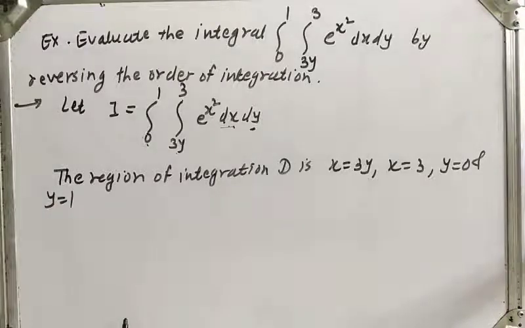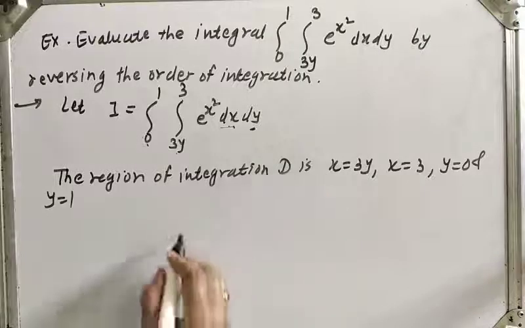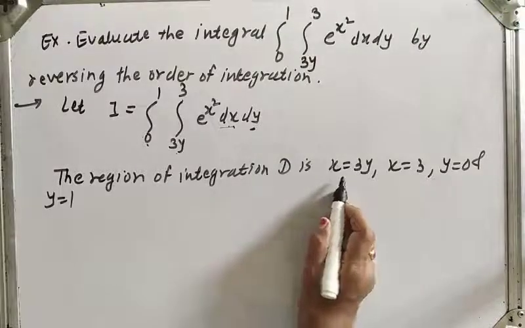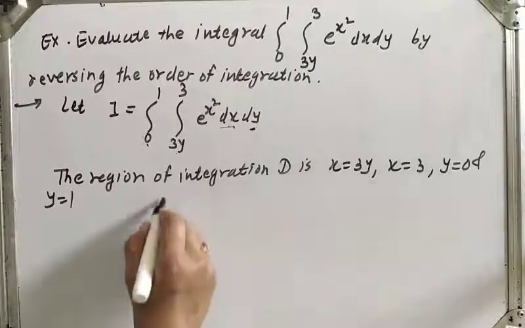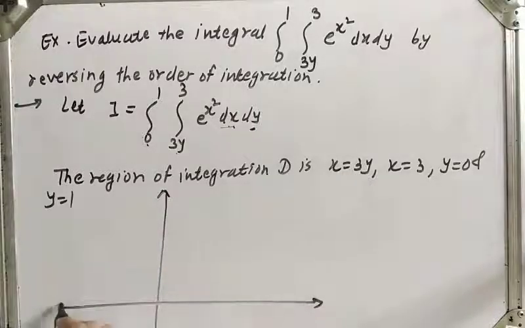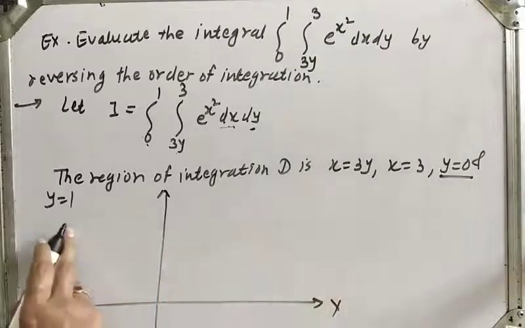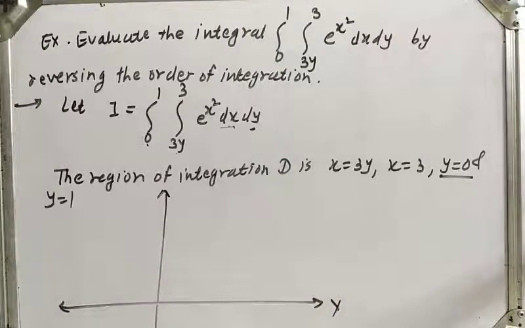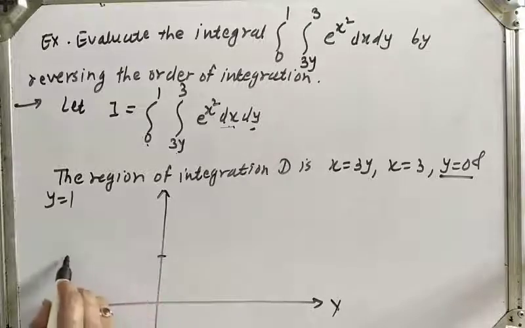Now we will plot the graph. How will the graph be? x is equal to 3y, x is equal to 3, y is equal to 0 means the x-axis, y is equal to 1. So let us consider this is 1.